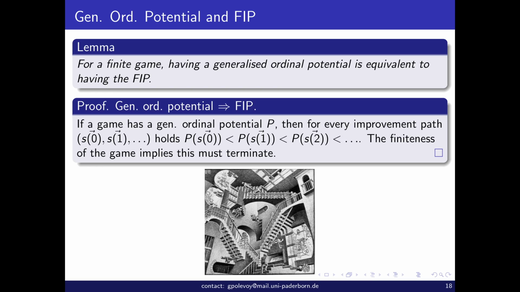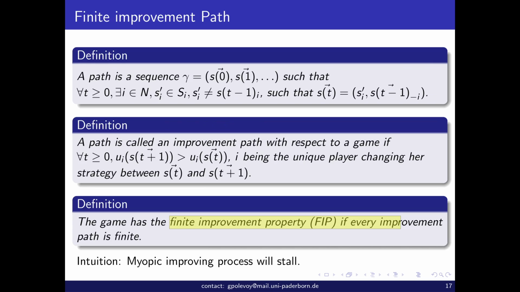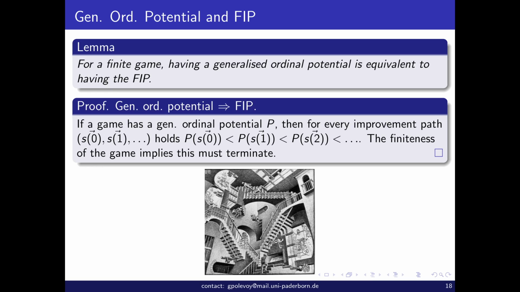And there is an important lemma. If a game is finite, then having a generalized ordinal potential, so it's quite a weak requirement, remember, is equivalent to having the finite improvement property. So FIP is not a finite improvement path, but a finite improvement property. That's important to remember, even if I sometimes will call it finite improvement path. A path can be finite, but FIP is finite improvement property. So you cannot, like in this illustration by Escher, constantly improve and be circling. That's the intuition.